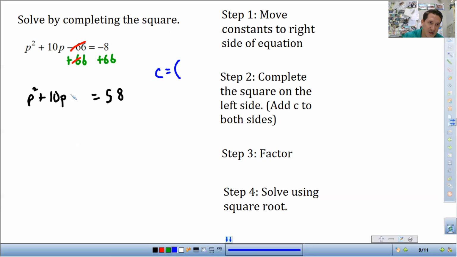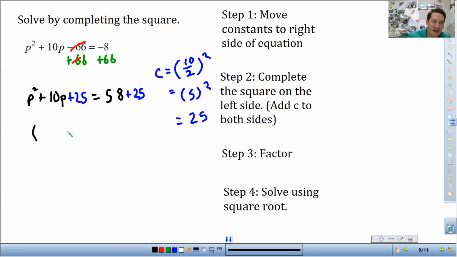So I'm going to use B is 10. So it's going to be 10 divided by 2 squared. 10 divided by 2 is 5. Squared is 25. So I'm going to add 25. Here's the thing, whatever you do to one side of the equation, you have to do the other. So since I'm adding 25 here, I have to add it over here as well. All right, whatever you do to one side, you have to do the other.